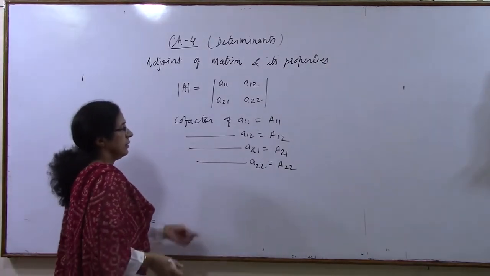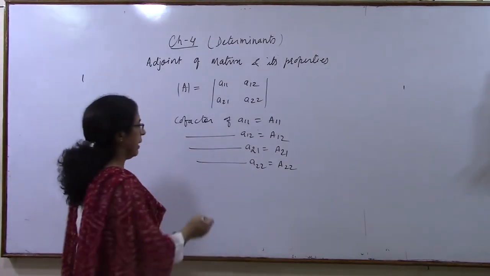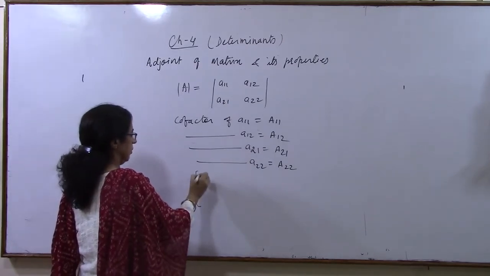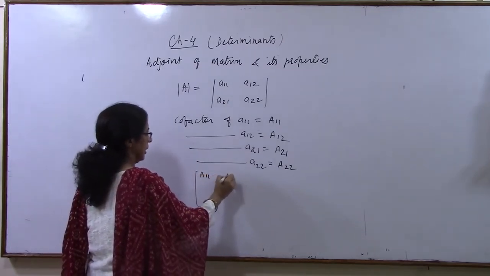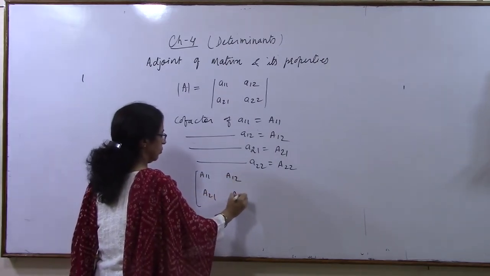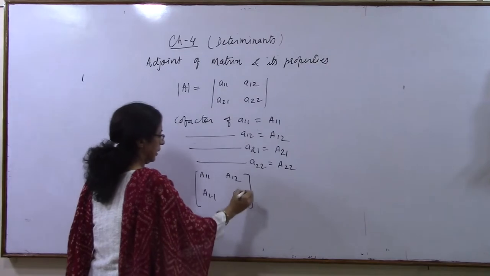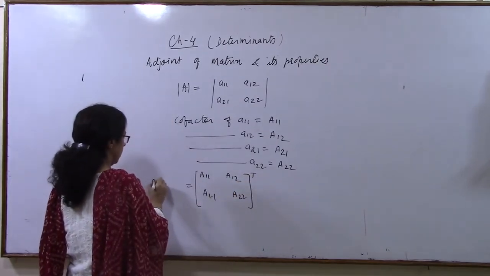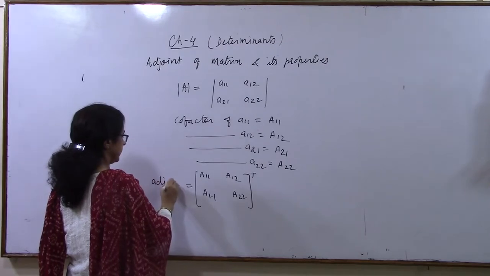If we write these cofactors in a matrix, A11, A12, A21, A22, and take the transpose of this matrix, it is called the adjoint of matrix A.